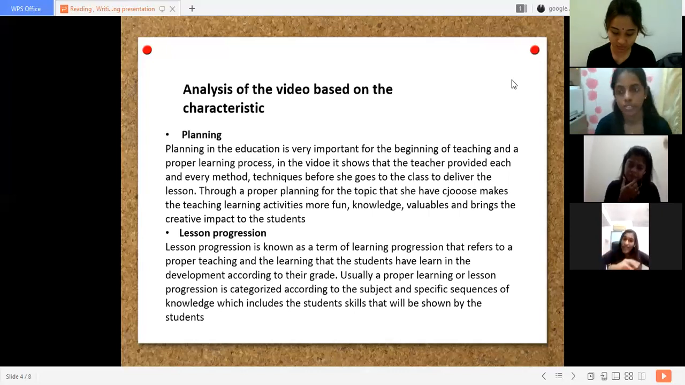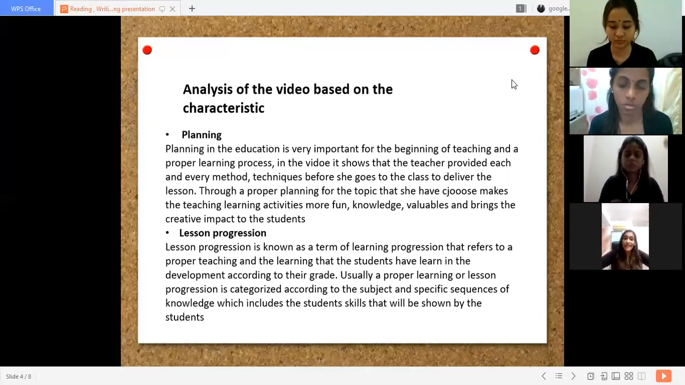So the teacher has planned earlier so that the students get more excited to learn the topic that they are going to learn on that particular day, for example mass media. So the teacher had planned how she wants to take the lesson for the students. The second one is lesson progression. Lesson progression is known as a term of learning progression. So after she planned, she took it to a lesson progression where she has to bring the topic that she has taken to progress in the student.